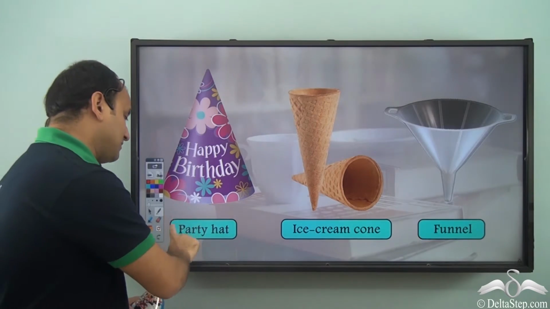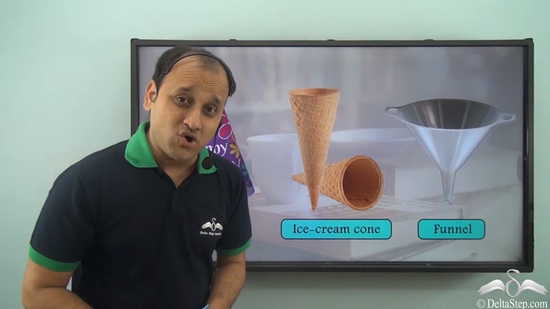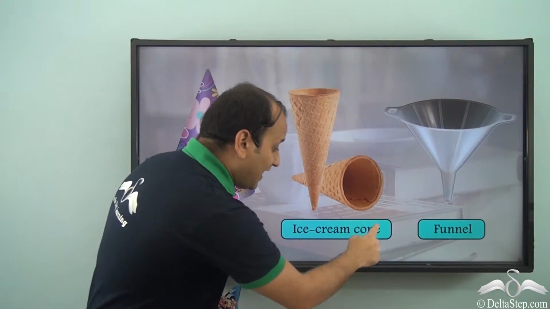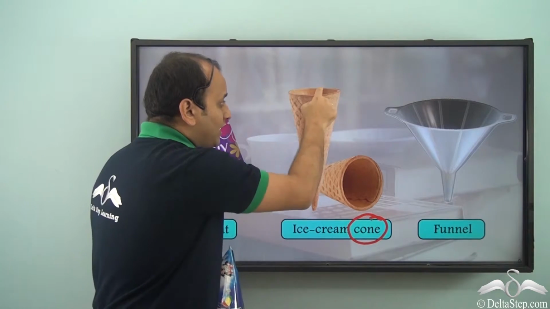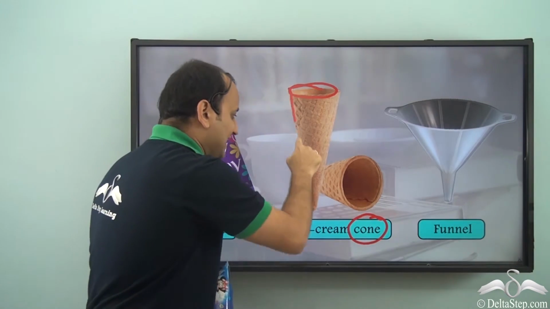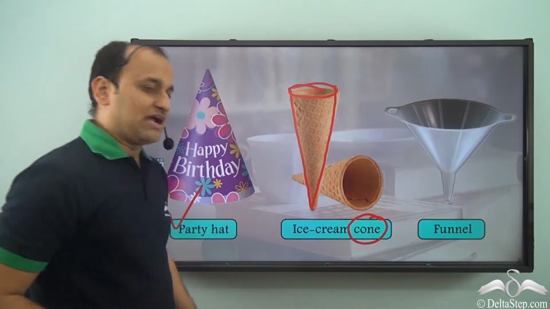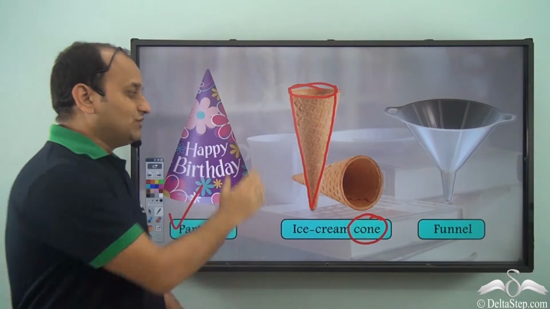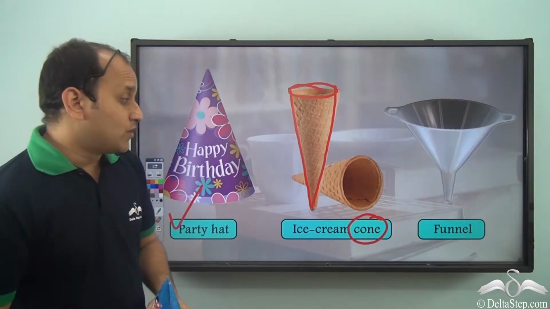Well, a party hat is conical in shape. What about the ice cream cone? Well, we call it an ice cream cone because it is conical in shape. You see, this is circular and then it tapers off and becomes pointed at this end. So this is conical in shape, an ice cream cone.